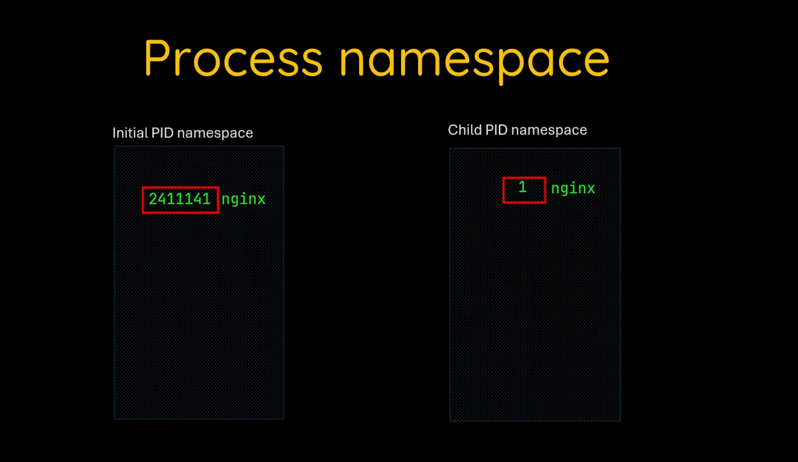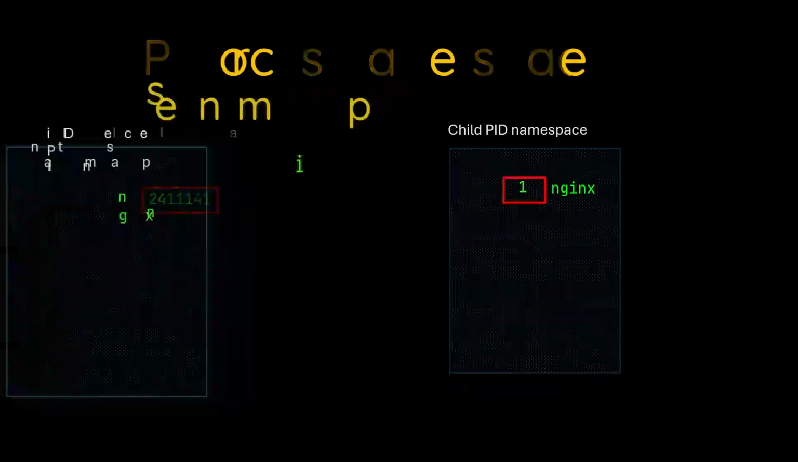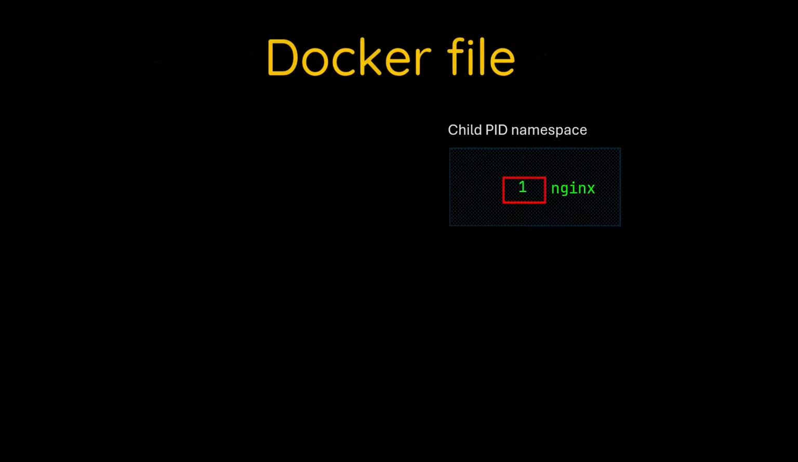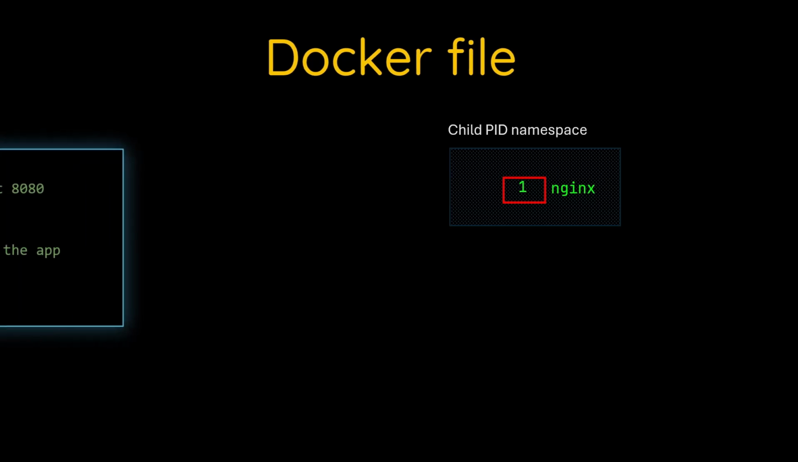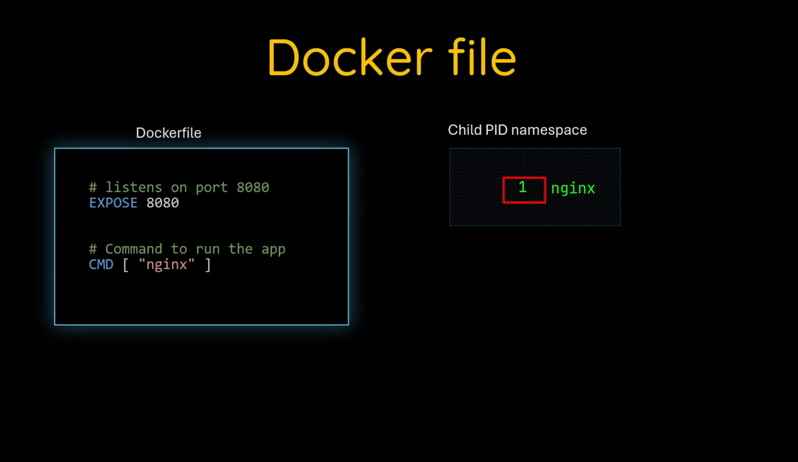When we zoom out and look at the bigger picture, we have the initial PID namespace. That's the host's main process space where everything starts with PID 1 as systemd. Then each container gets its own child PID namespace, a completely isolated view nested underneath. Inside its own namespace, the container's Nginx becomes PID 1, while on the host, it's just another numbered process. This hierarchy is what makes container isolation so elegant and efficient.